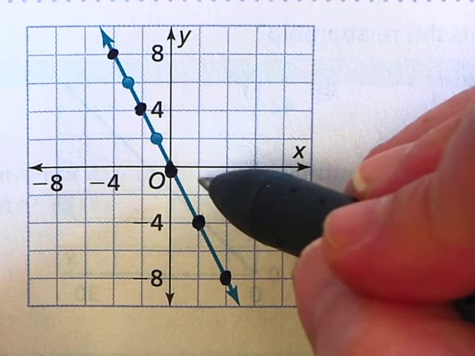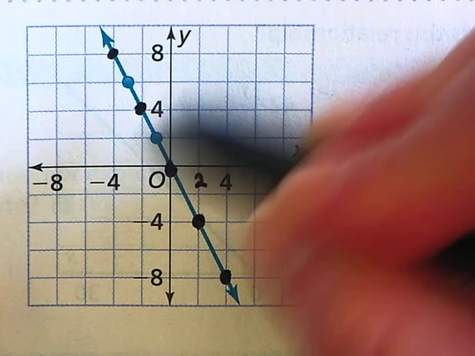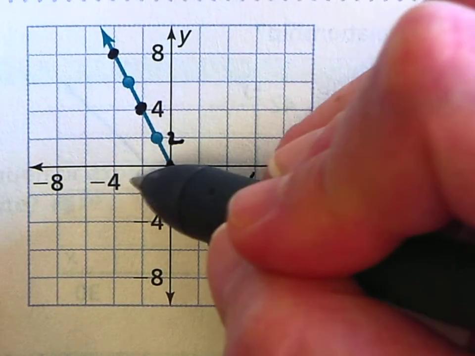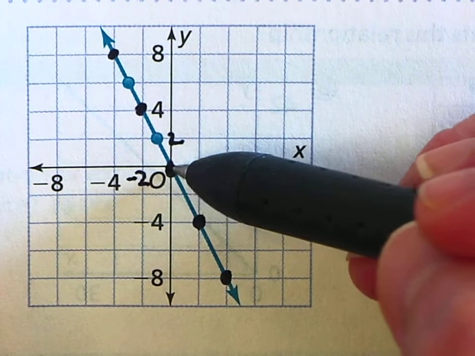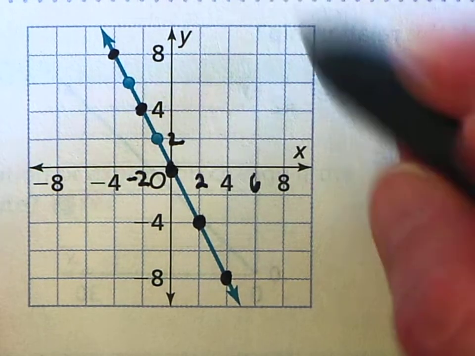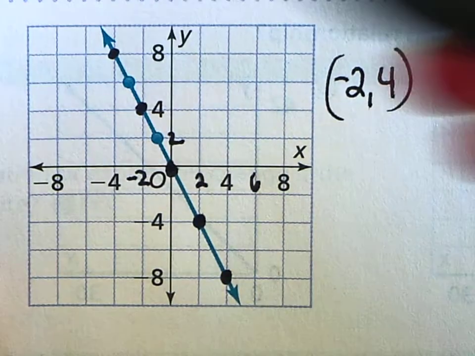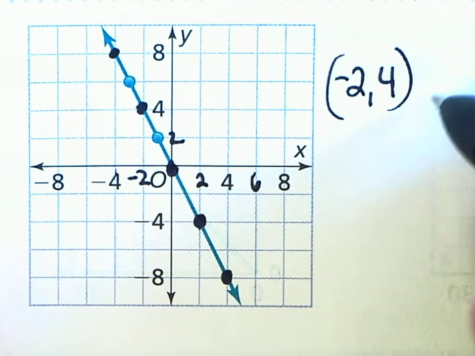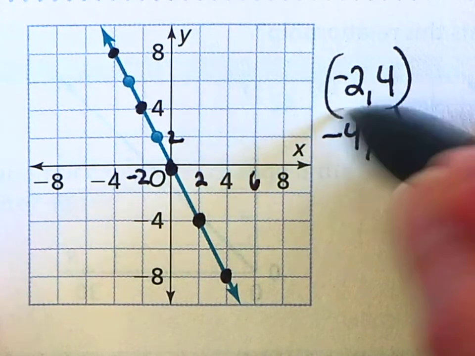Okay, so if you notice, this graph is actually counting by 2's. Every line is counting by 2's, so that's super important. 2, 4, this would be negative 2. So let's say I used this point right here, so negative 2, 4. And then this point up here, negative 4, 8. I'm going to use those 2 points.